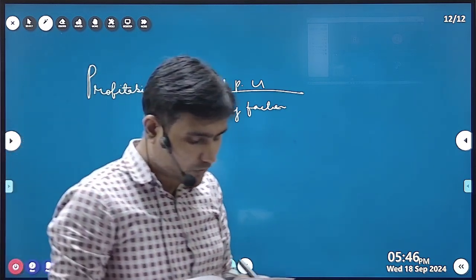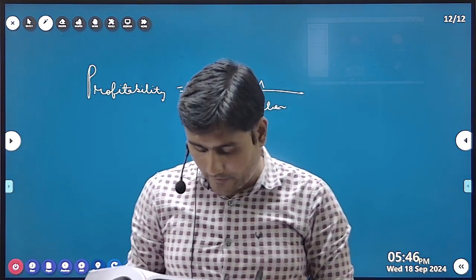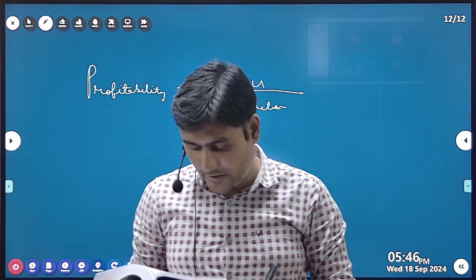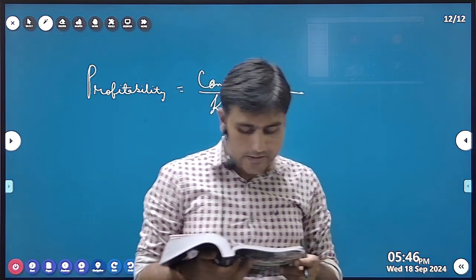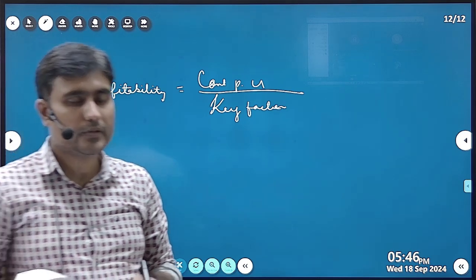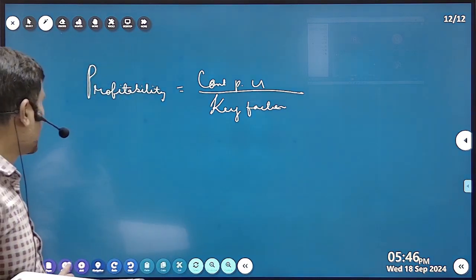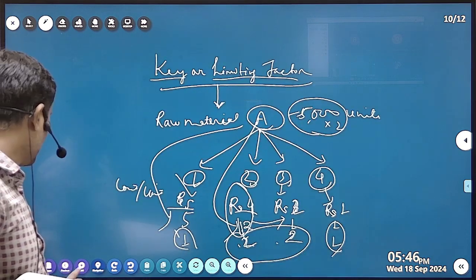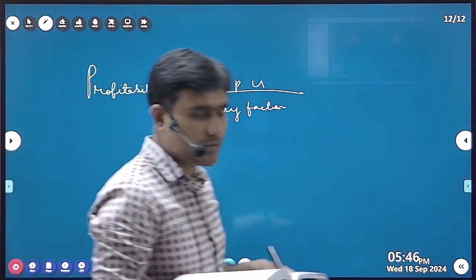The key factor can also be called the scarce factor, governing factor, limiting factor, or constraining factor, etc. Whatever the name, it indicates the limitation on the particular factor of production. Right? We have done this example extensively now, and a similar example is also given in the book.